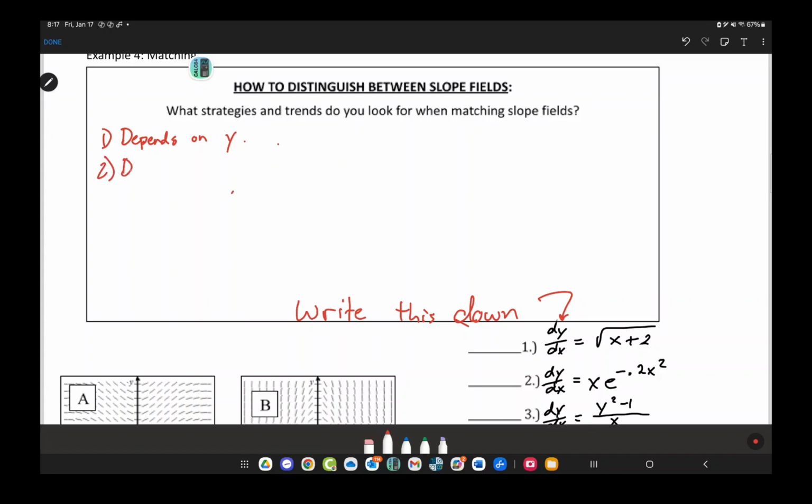Two, depends on x. So if it depends on x, the slope should mirror vertically. Right?